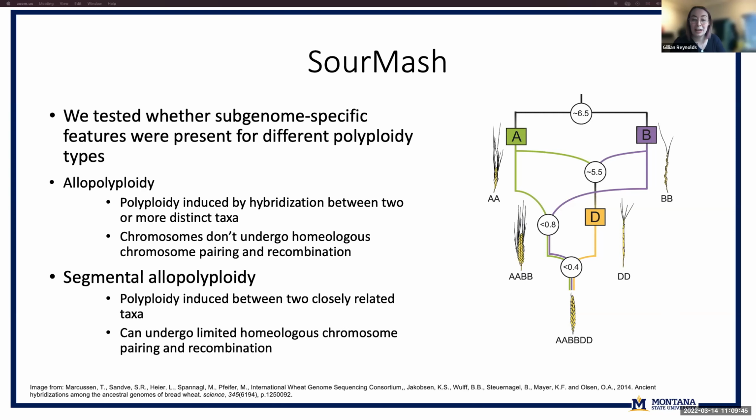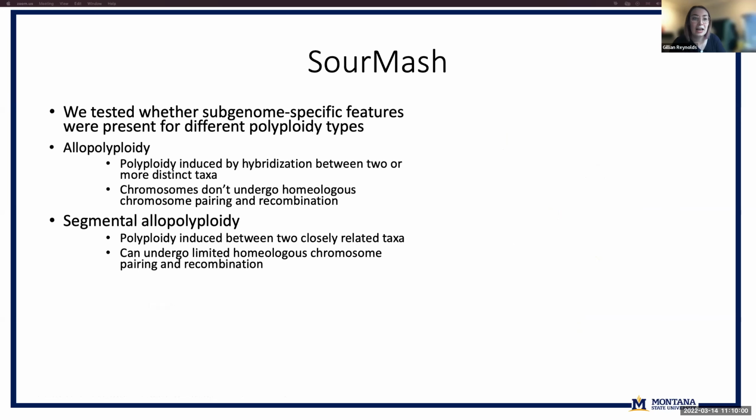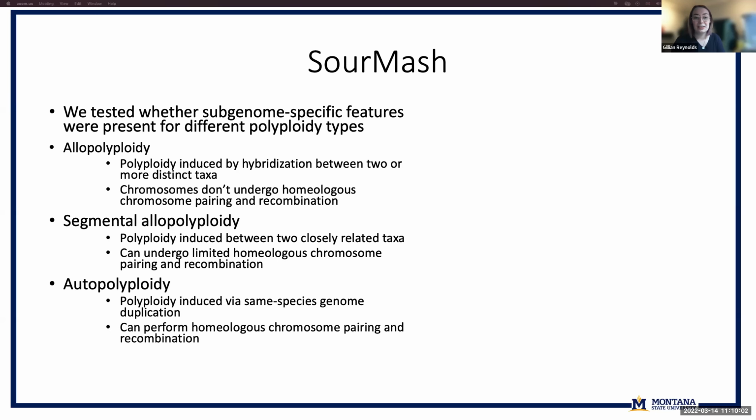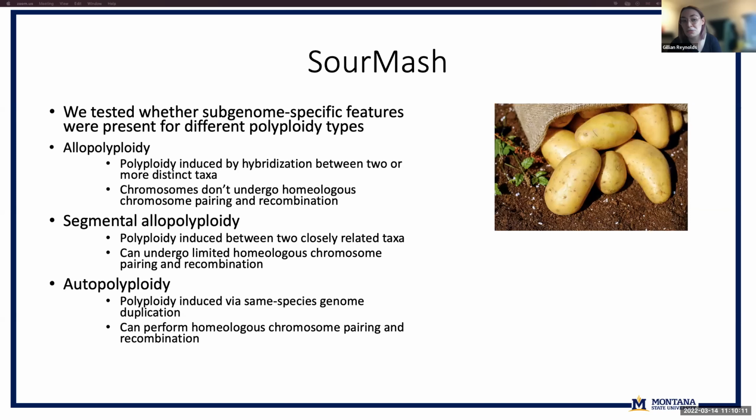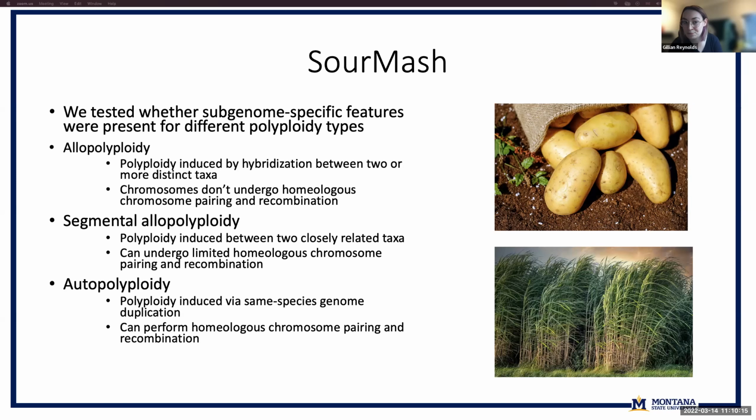Then we have segmental allopolyploidy, which is simply allopolyploidy but with more closely related progenitor genomes. That's generally considered to be between subspecies, although the actual definitions do vary, and these can undergo limited homologous chromosome pairing and recombination. And then we have autopolyploidy, which is polyploidy induced by a same-species genome duplication. These can undergo homologous chromosome pairing and recombination. Good examples of crop genomes that are autopolyploids include the good old potato and sugarcane genomes.